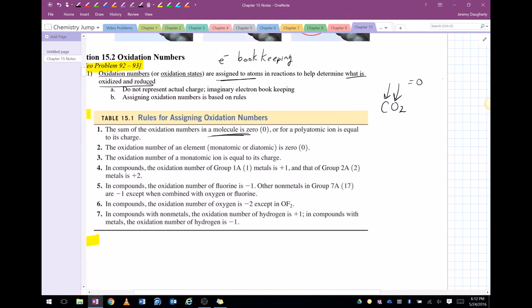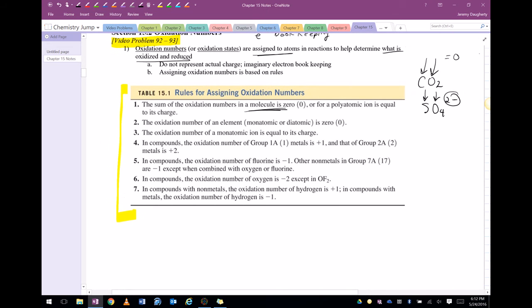Now for a polyatomic ion, the sum equals the charge. So here's a polyatomic ion. In this case, the oxidation state of the oxygens plus the oxidation state of the sulfur will equal -2. The oxidation state of an element is 0. So sodium solid has an oxidation state of 0. Hydrogen gas has an oxidation state of 0 because that's how hydrogen is normally found. And let's throw another one in there: oxygen gas, 0.